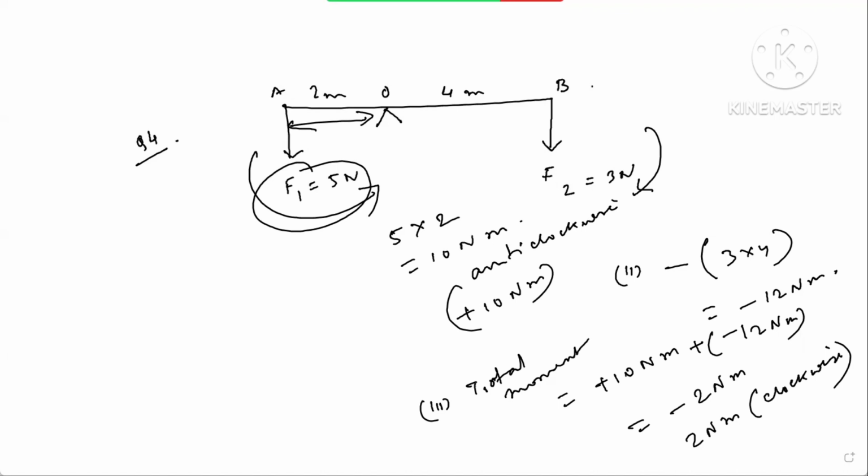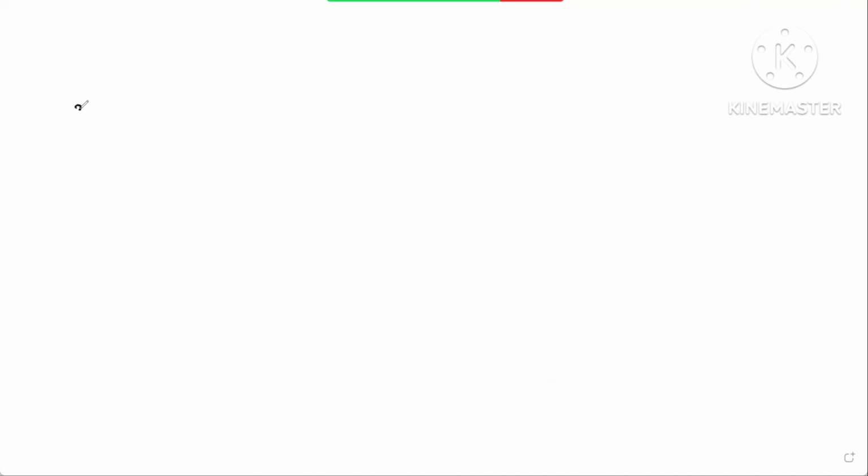Next, question number 8. A uniform meter rule is pivoted at its midpoint. So this is a uniform meter rule. This is 0 centimeter, 100 centimeter. It is pivoted at its midpoint, that is the 50 centimeter mark. A weight of 50 gram force is suspended at one end of it.